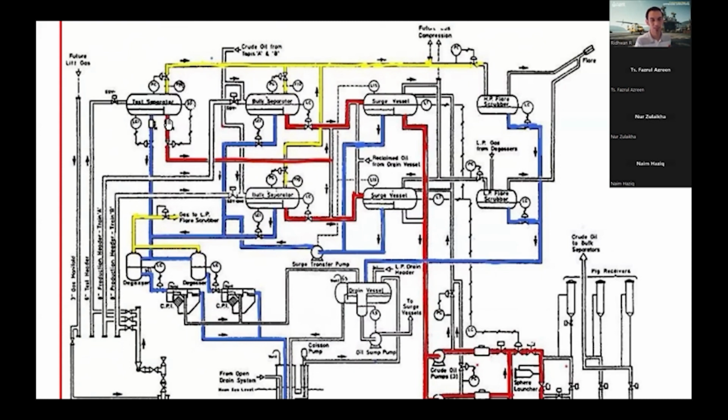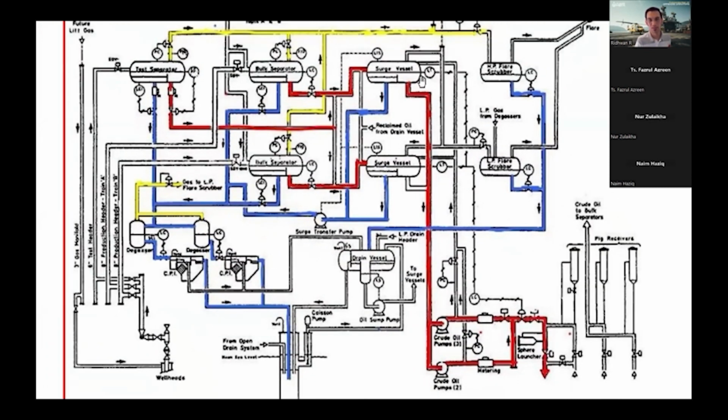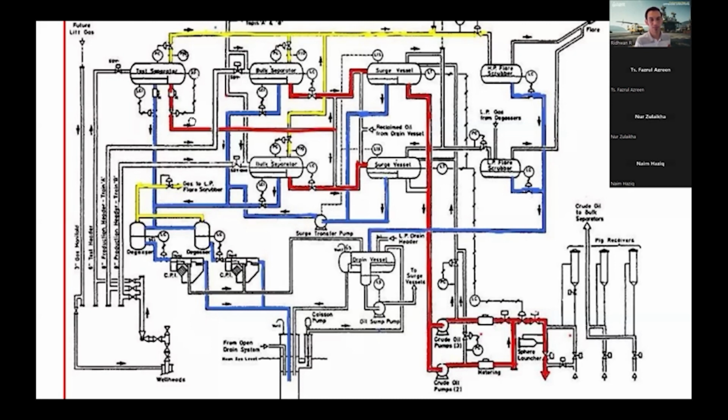From here, the oil will be further separated and further treated before it is exported to the customer via a crude oil pump. Before we go to the customer, we will have metering, which I will explain further. So this is the flow for oil from the well to the customer, and that's about oil.